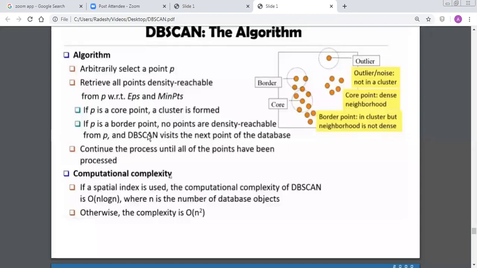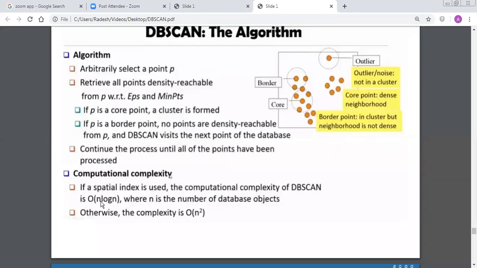We can make a cluster around a particular area only when we come across a core point. That is what we have done in our previous example. Wherever we came across the red point, from that particular point only we formed a cluster, and not from the border point or noise point. And continue the process until all of the points have been processed. So you see here, it has to move across until all the points get traversed.